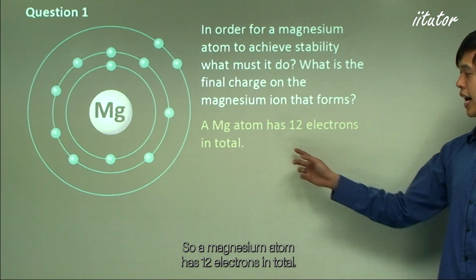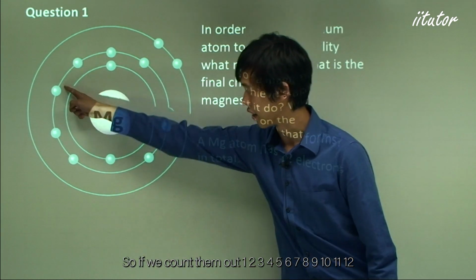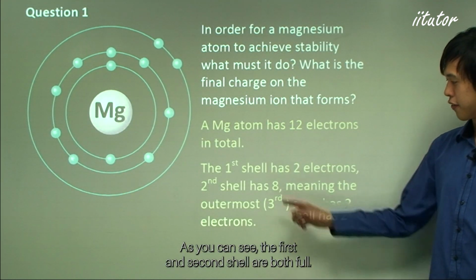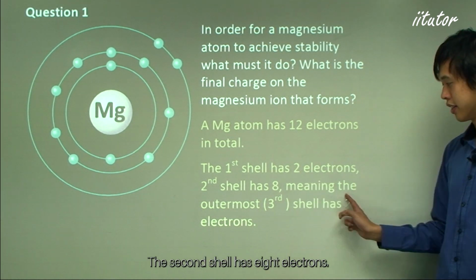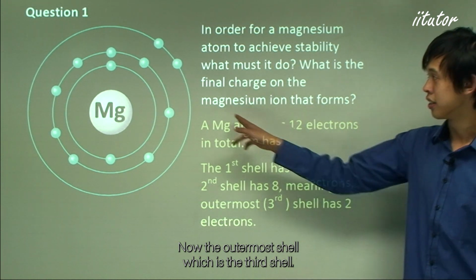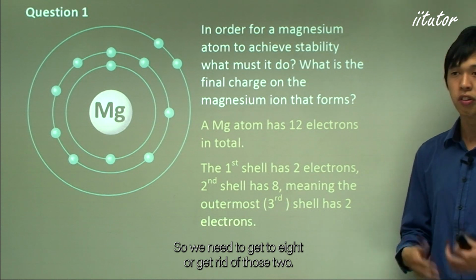So a magnesium atom has 12 electrons in total. So if we count them out, 1, 2, 3, 4, 5, 6, 7, 8, 9, 10, 11, 12. And as you can see, the first and second shell are both full. The first shell has 2 electrons, the second shell has 8 electrons. Now the outermost shell, which is the third shell, this one, has only 2 electrons. So we need to get to 8 or get rid of those 2.